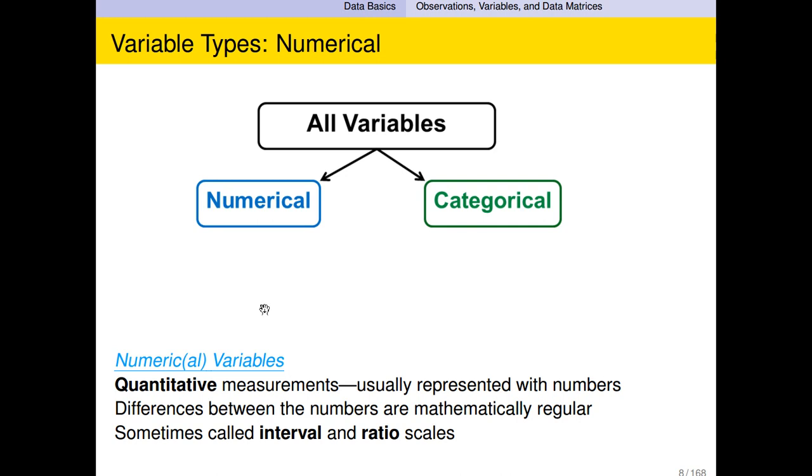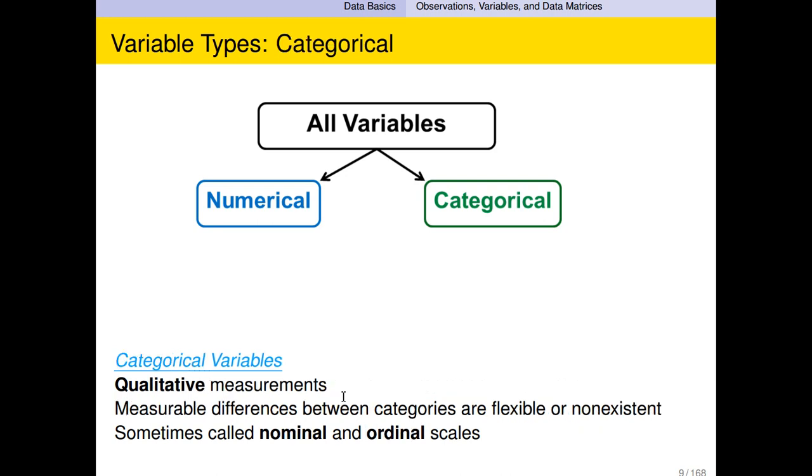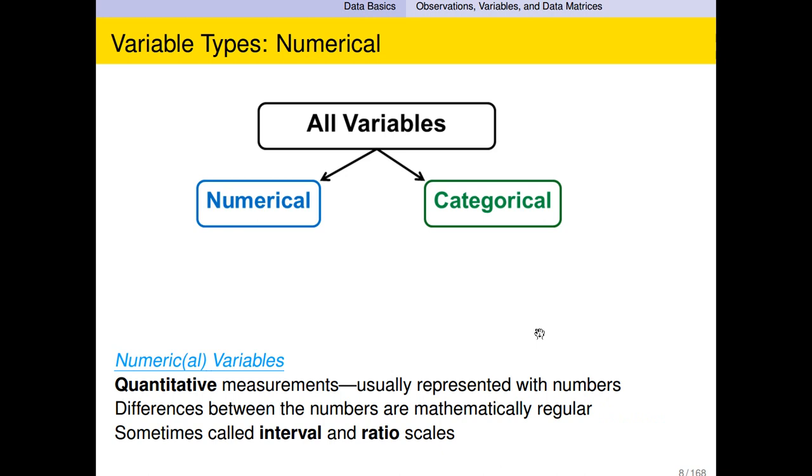So like a person's age, if you have a high number, it means that person has more years on this earth than a person who has a low number. A person who's 21 is older than a person who's 18, right? So this is a numerical variable. Numeric variables are usually represented with numbers. And the differences between all the potential numbers, not just the numbers in your data set, but all numbers that could possibly happen, are mathematically regular. Doesn't mean that the symbol differences are regular, but the reality of the differences is regular.